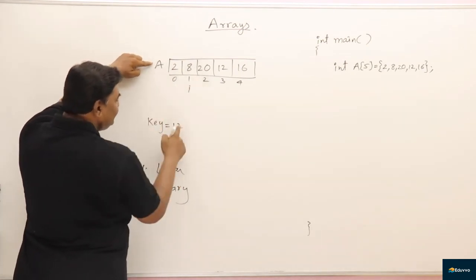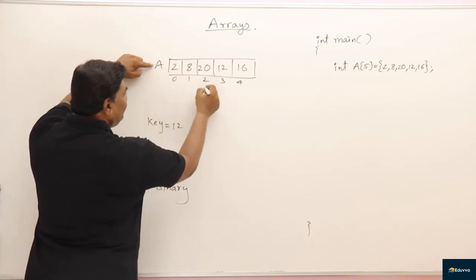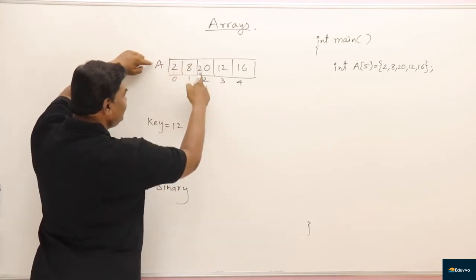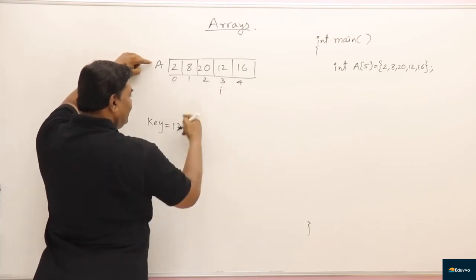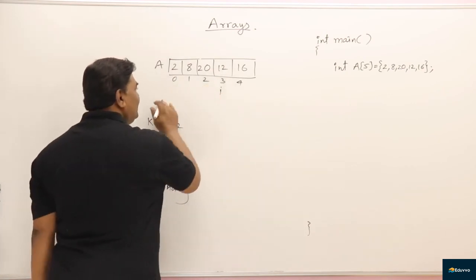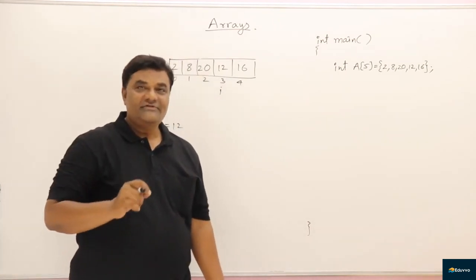A of 1, is it the element that you are searching? 12, no. Then a of 2, is it the element that you are searching? This is 20 and this is 12. No, that is not same. A of i, is it the element that you are searching? Yes, this is the element that we are searching. So stop there and say the element is found.